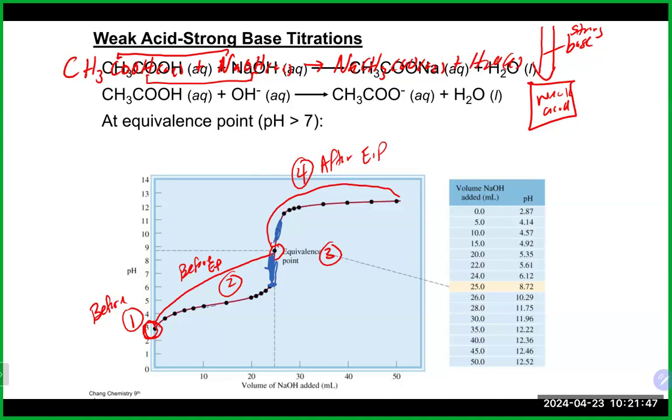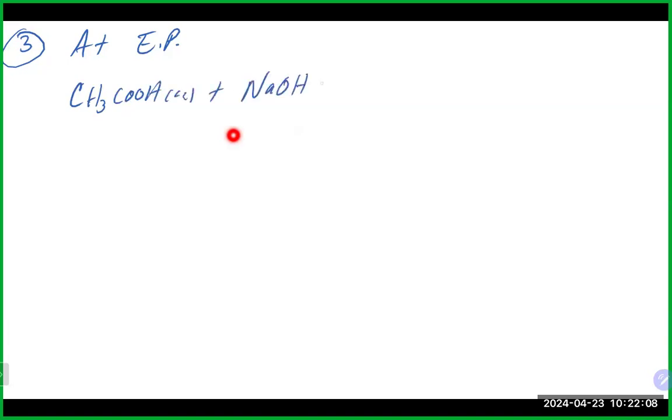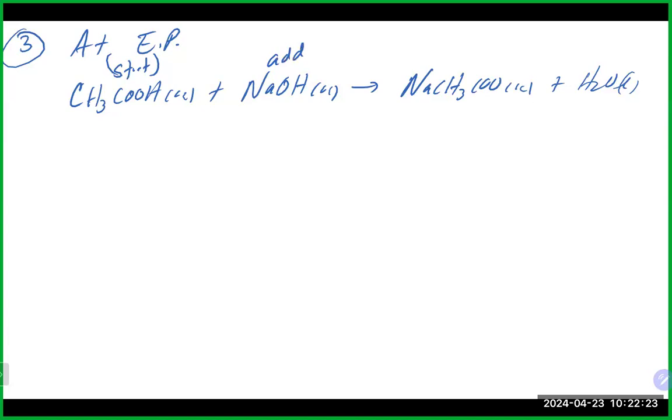So let's talk about what happens at the equivalence point. We made a buffer before the equivalence point. Now we're going to get to the equivalence point and see what happens. Once again, here we will have our reaction. A little sodium acetate and some water here. Once again, we're starting with this guy. We are adding this guy.